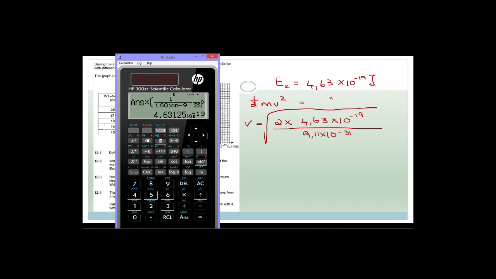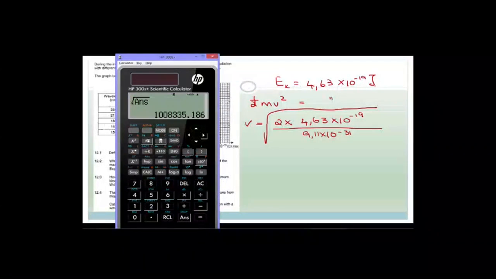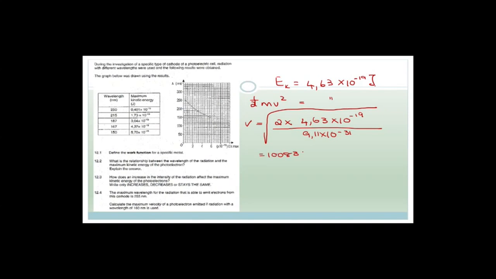Okay, so let us use our calculator. We're going to go multiplied by 2, divided by 9.11 exponent negative 31, equals, and then we square root our answer, equals, and we get 1,008,335.19. Obviously, you guys don't have to remember it like I do, but my stupid calculator goes missing. Then obviously we don't want it like this. We want it in SI units, so it's going to be 1.01 times 10 to the, what did we say, 1, 2, 3, 4, 5, 6 meters per second, and you can see I'm rounding off to 2 decimal places over here. Okay, right, nice question.